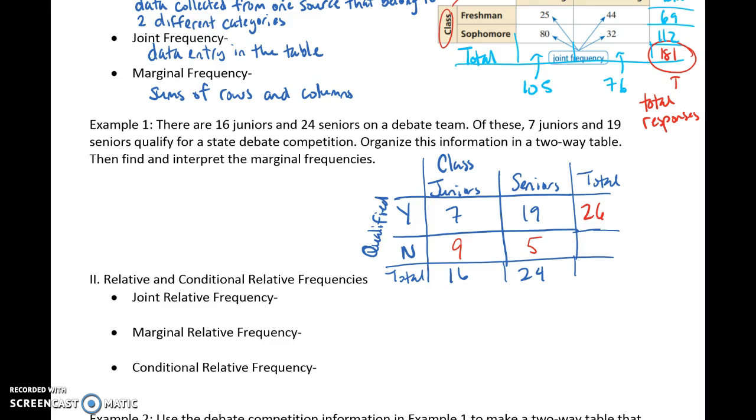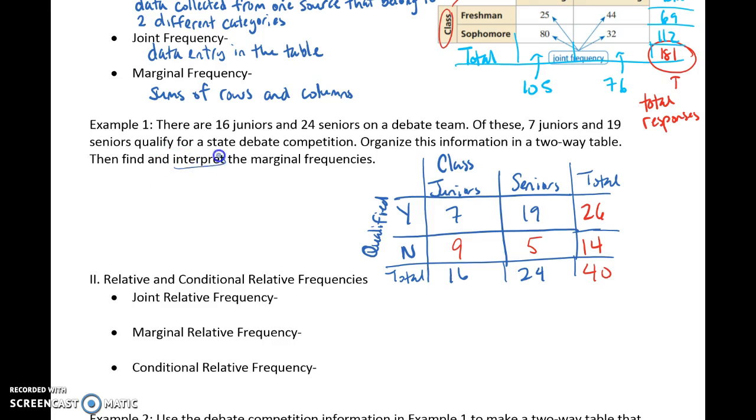Okay, 9 plus 5 gives me 14, so that's 14 total non-qualifiers, and then just double check your actual total responses. So 26 plus 14 gives me 40. Does 16 plus 24 also give me 40? Yes, so I'm pretty confident that's my two-way table.